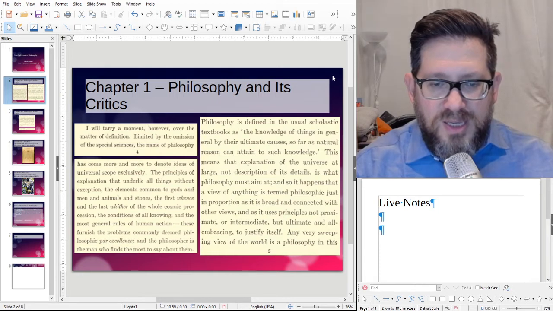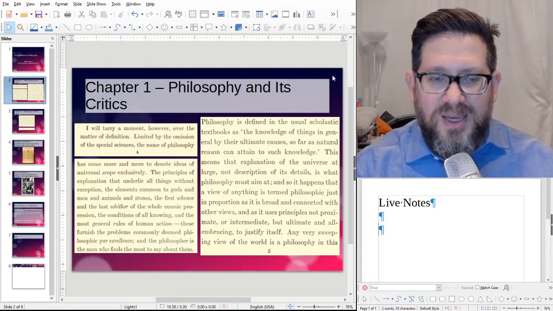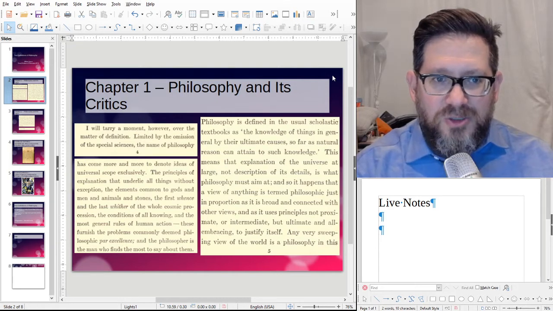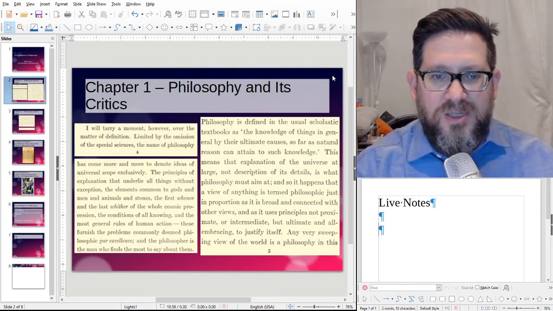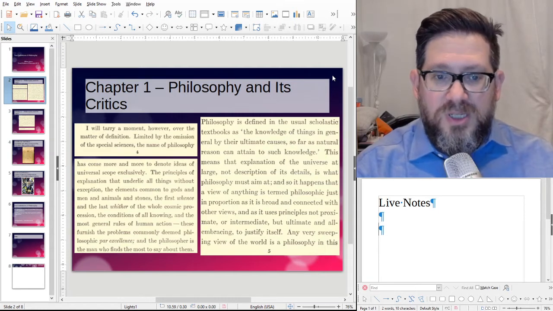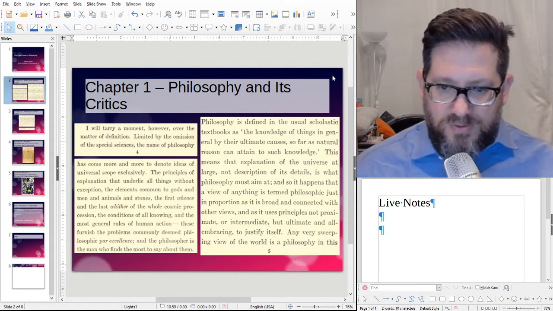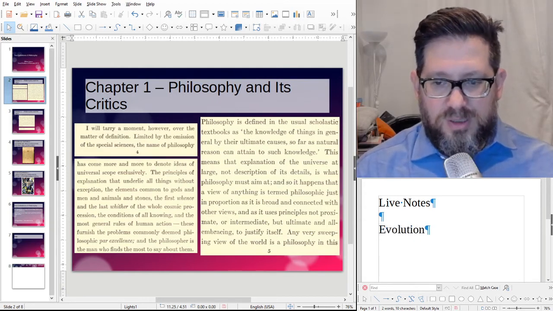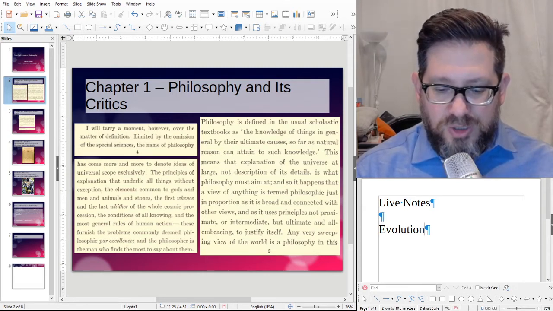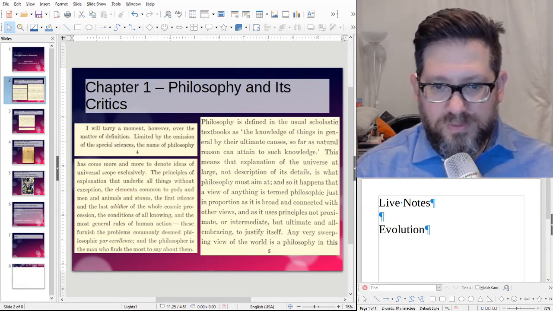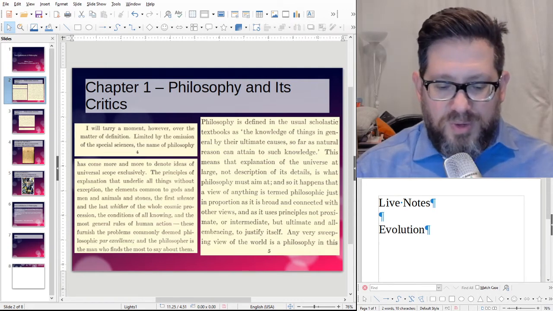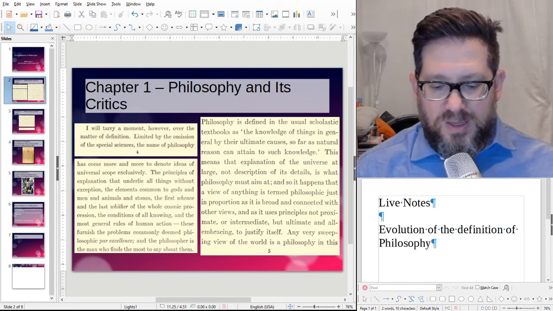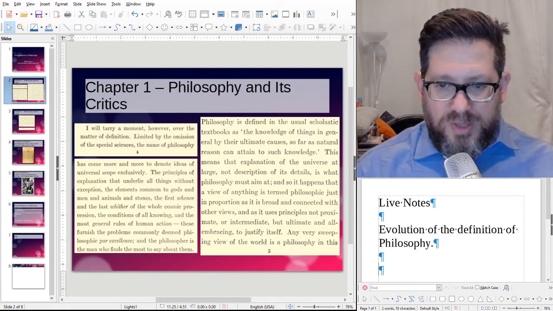What does William James do? Well, he actually takes that definition and takes us on a little journey. He starts to change it in a very natural way, it feels. And it reminds us of something that's very important to William James, which is evolution, right? How things change through small changes over time. So we have here the evolution of the definition of philosophy.